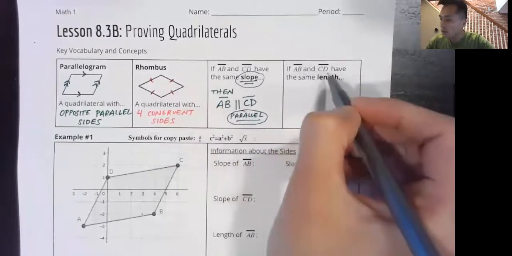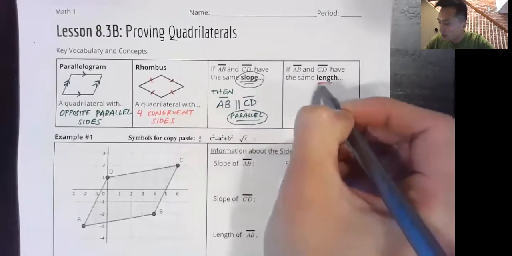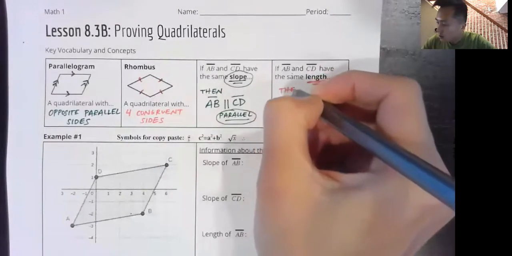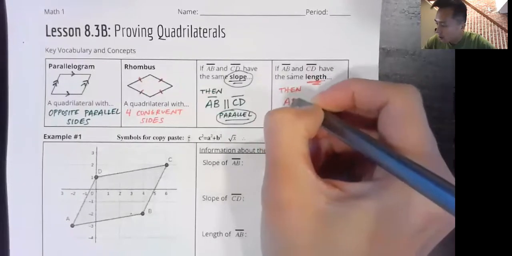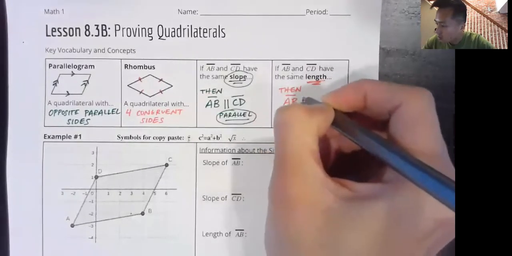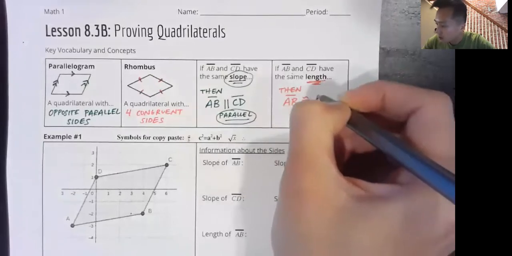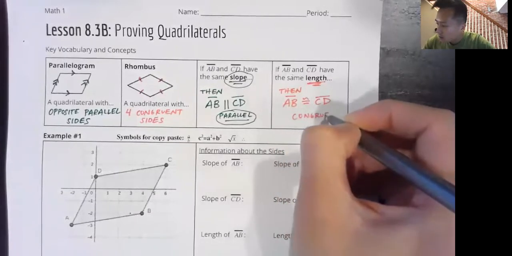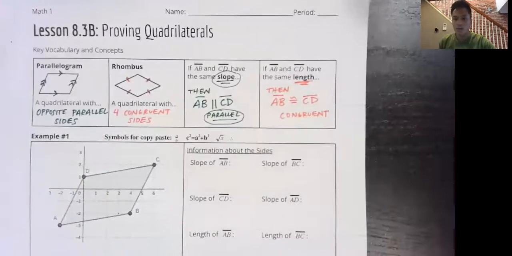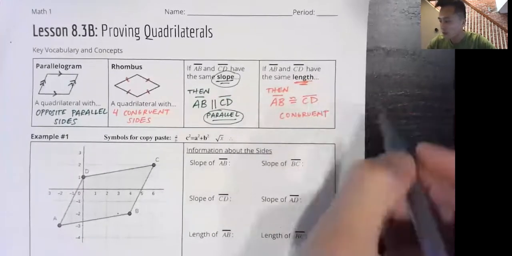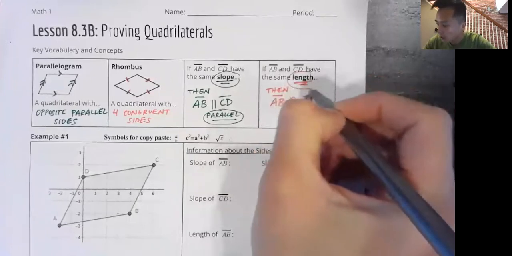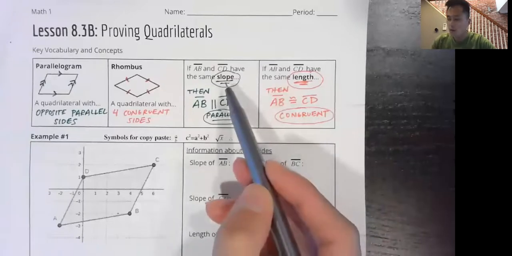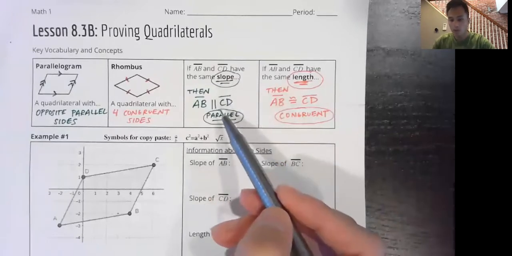Now, if AB and CD, if those two lines have the same length, then we know that the line AB is congruent to the line CD. Congruent, same length. So also in your minds, I want you to connect same length means congruent. Whereas if they have the same slope, that means that they're parallel.